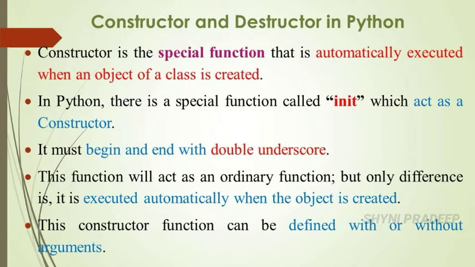So if you want to write a constructor in Python, you have to write it with double underscore at the beginning and the ending. This function acts as an ordinary function, but the only difference is that it is executed automatically when the object is created. This constructor function can be defined with or without arguments.